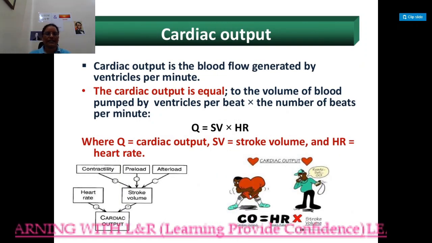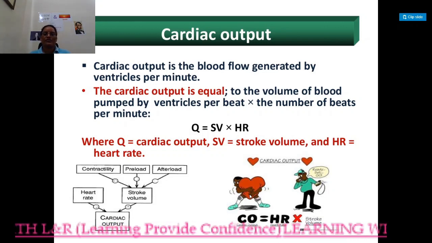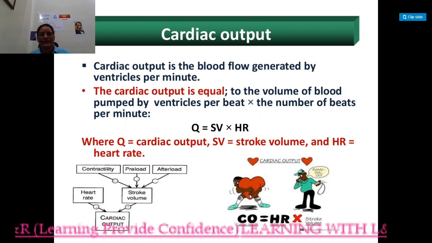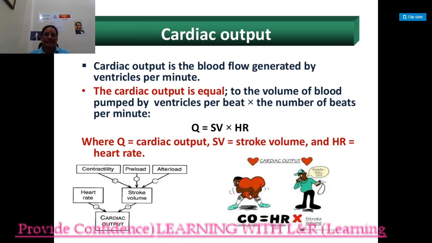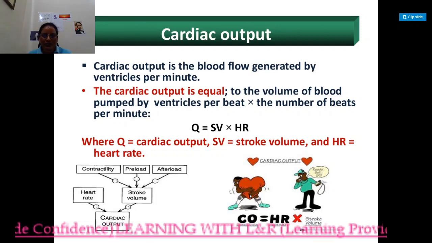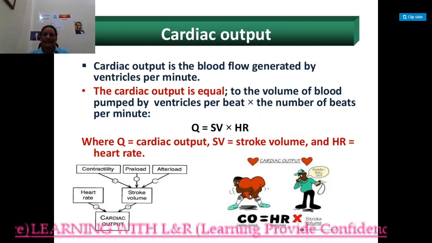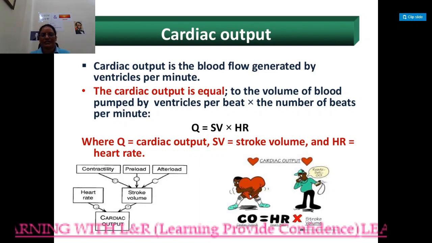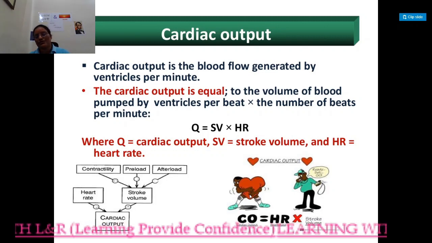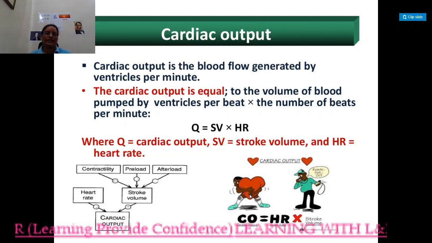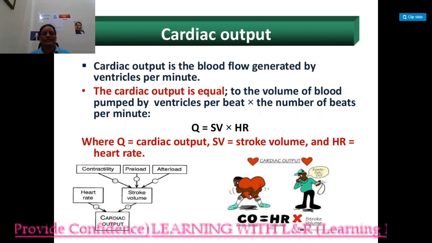Then the cardiac output. Cardiac output is the blood flow generated by the ventricles per minute, and it depends on two parameters, that is stroke volume and heart rate. Stroke volume is the volume of blood pumped by the ventricle per beat, and heart rate is the number of beats per minute. Normally the stroke volume is about 70 ml and the heart rate about 72. We take the heart rate as about 70.